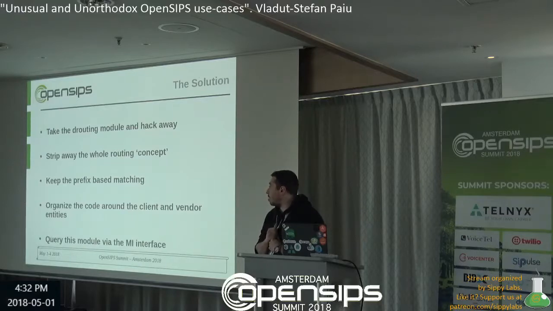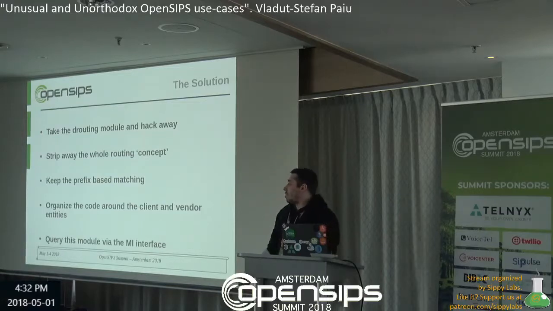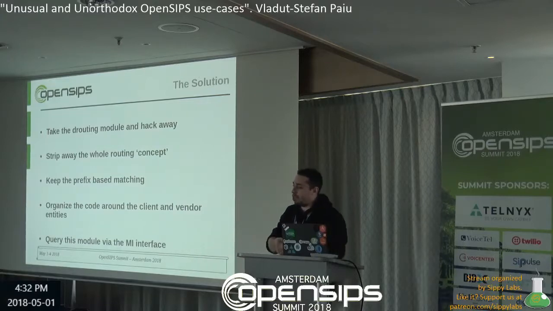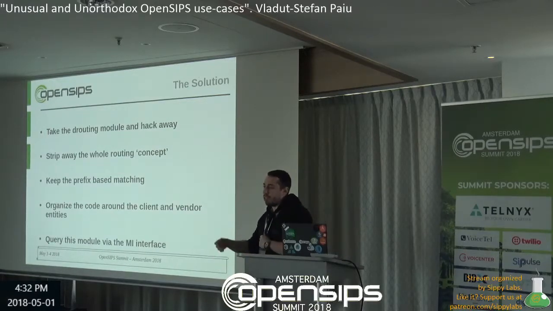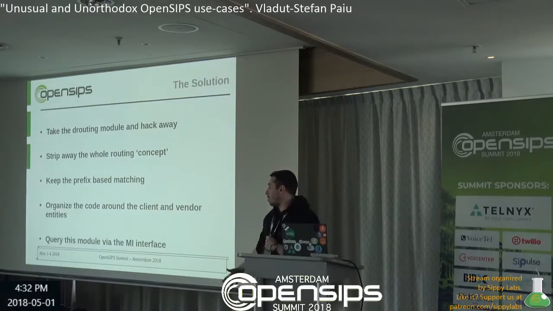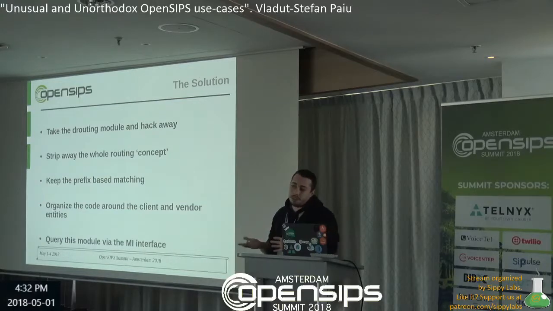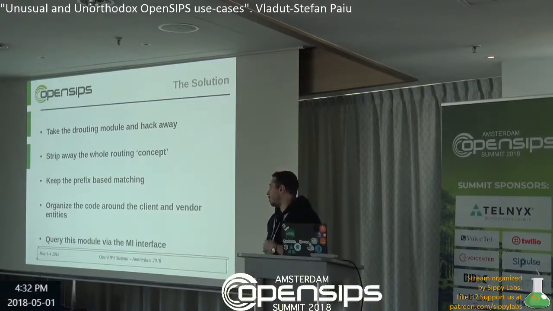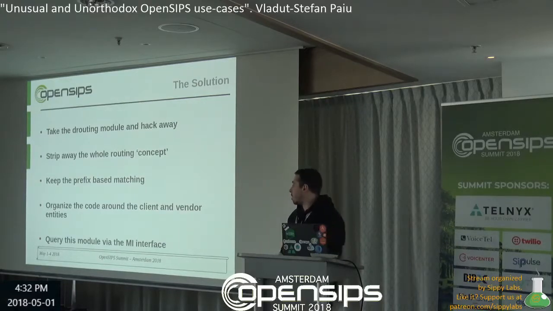So how I went ahead and implemented this was I just took the rerouting module and hacked away. The rerouting module is the one usually doing longest prefix matching and routing for certain destinations. I no longer needed a routing concept for my rating module because I just need to be able to ask the module, hey, what's the price on this destination for this call? So I just kept the prefix-based matching stuff and organized the code around the client and vendor entities that a regular class 4 wholesale provider deals with, because carriers come and go, their rate sheets get updated, so you have to keep this engine up to date with any change that you do around either the client or the vendor.